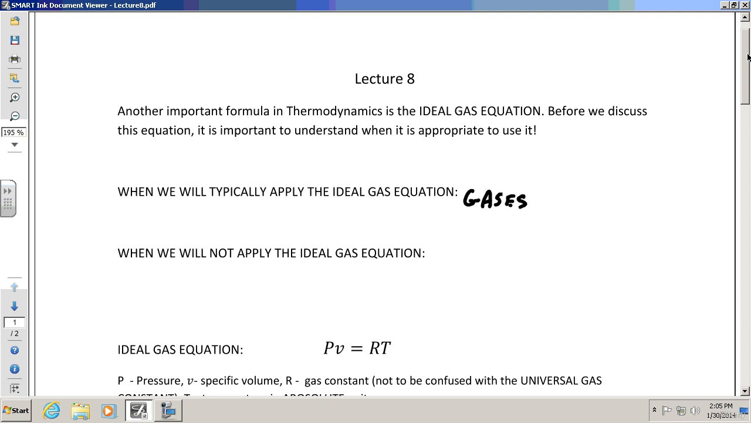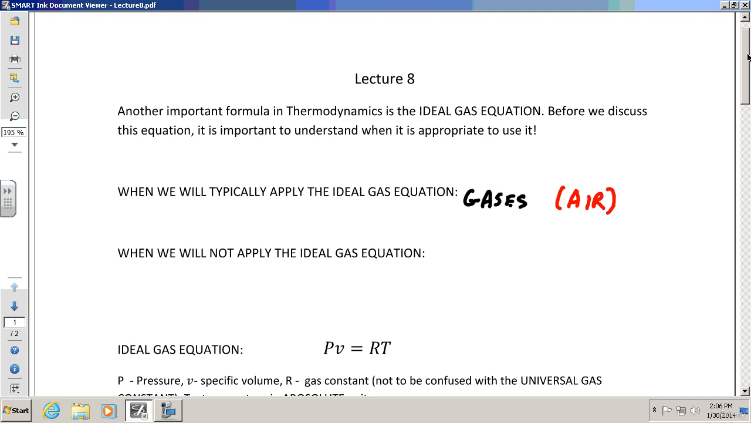So we apply it to gases, okay? And don't apply it to things that are not gases or vapor, in the vapor form, okay? But the most obvious thing that we're going to apply it to a lot is air, okay? All right, we're going to apply that to air. And whenever you see a problem dealing with air as what we call the working fluid, if air is a big part of it, ideal gas is probably going to be there, okay?